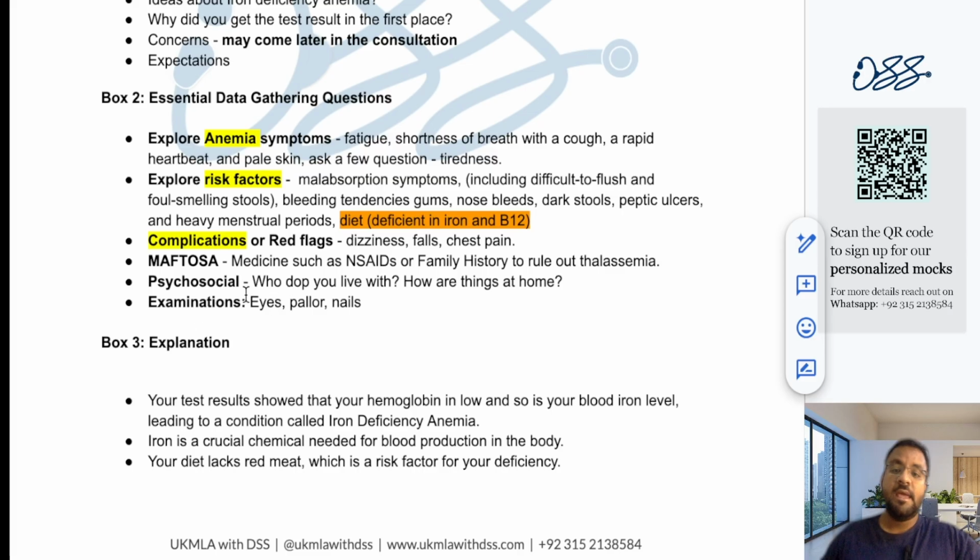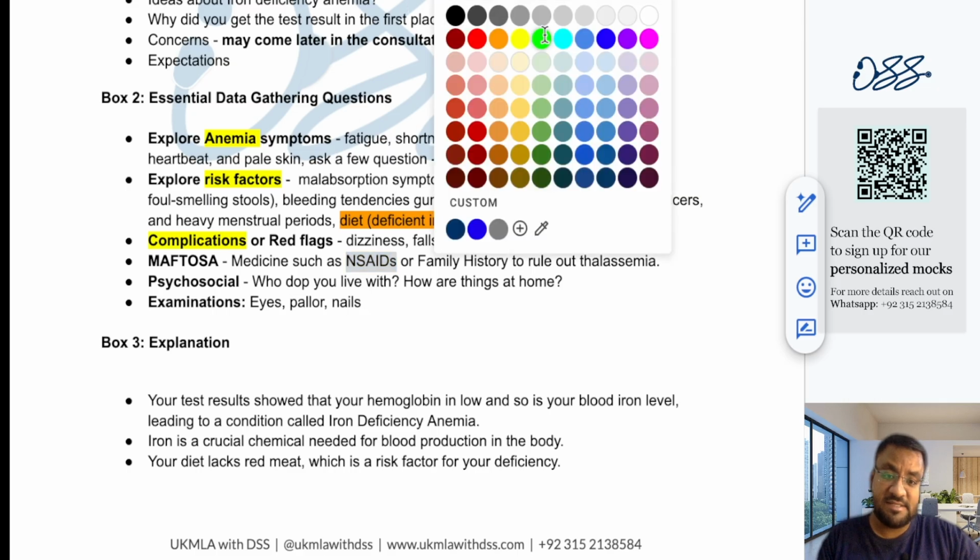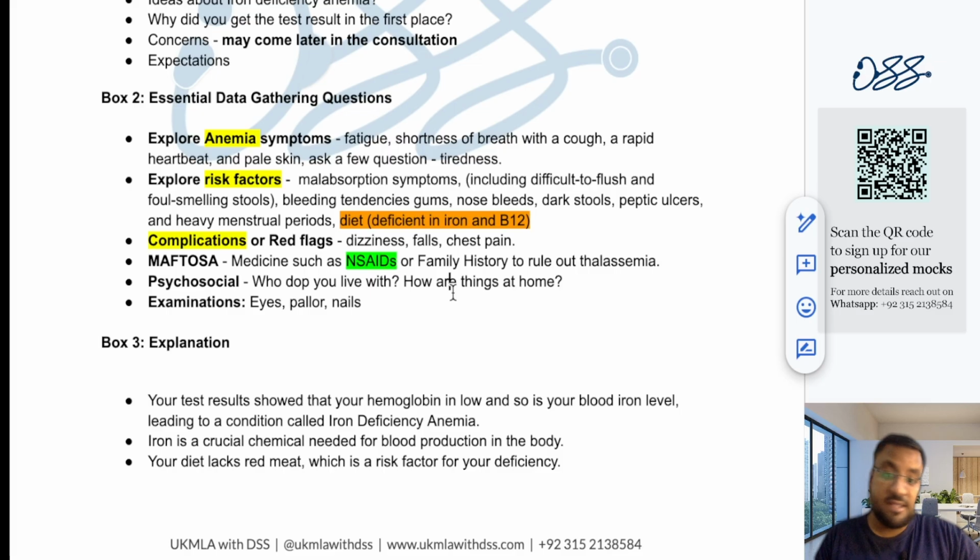Then medications can be asked. As I said in the last lecture, you don't need to go into the entire detail of the medications, not all the aspects, but a few aspects. For example, medicine such as NSAIDs in this particular case. Why? Because you know that NSAIDs are a risk factor for developing peptic ulcers. If somebody is taking NSAIDs for a very long time, they may develop peptic ulcers, and that peptic ulcer may result in anemia.